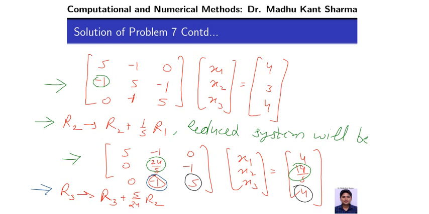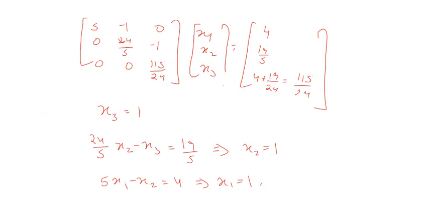If you apply it from the last equation, it will give you x3 equals 1. The second last equation, if you solve it using the value of x3, which is 1, will imply x2 equals 1. Similarly, from the first equation, using x2 equal to 1, that also will give you x1 equals 1. So the solution vector is (1, 1, 1) for the given problem.